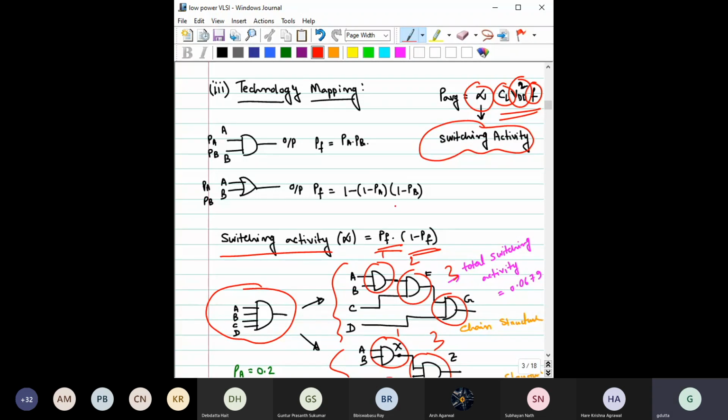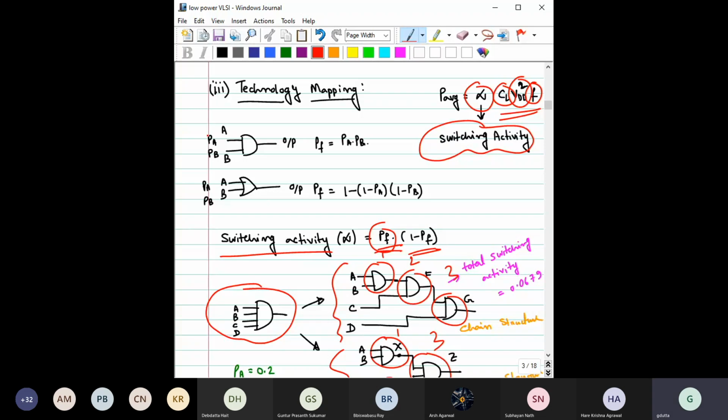So if we know the probability of having 0 at the output, and the probability of having 1 at the output, and we multiply these two, then we get the transition probability. So that is basically what we are doing. Switching probability is basically PF into 1 minus PF. If PF is the probability that the output would be 1, then 1 minus PF would be the probability that the output would be 0.